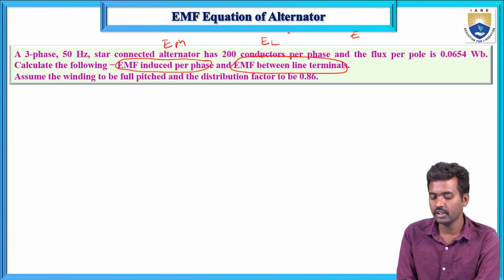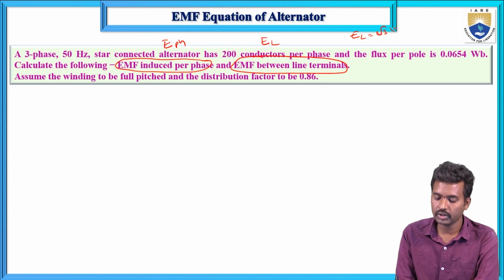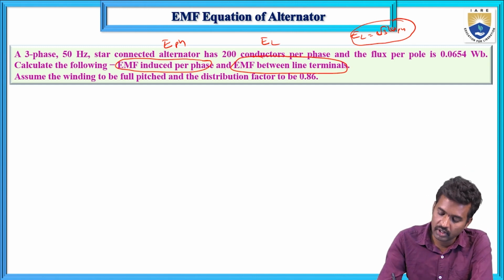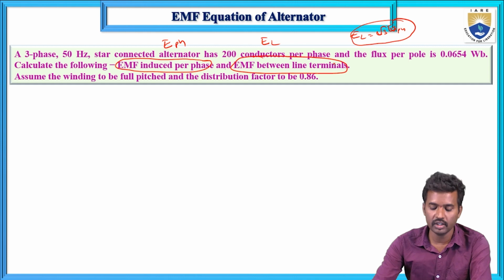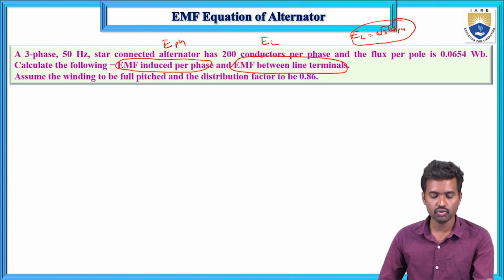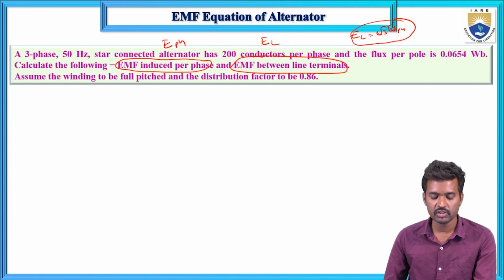So there is a relation. EL equals √3 into V phase. If you know the phase voltage, you can calculate the line terminal voltage. From the phase voltage you can calculate the line voltage using the three-phase circuit formula. So first, the E phase formula.